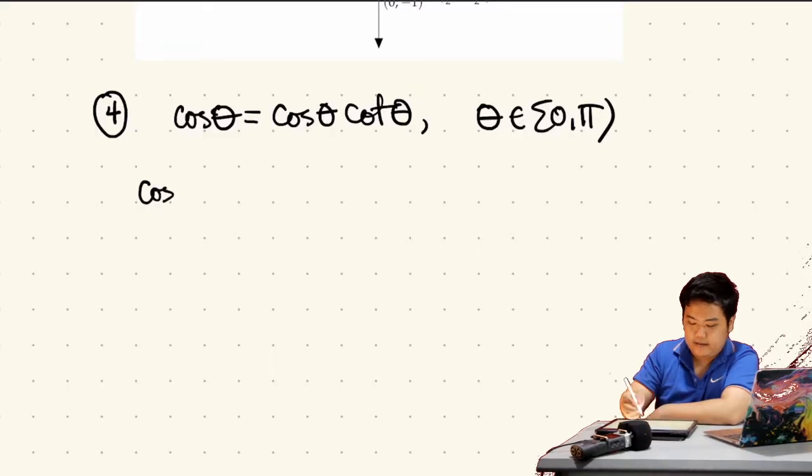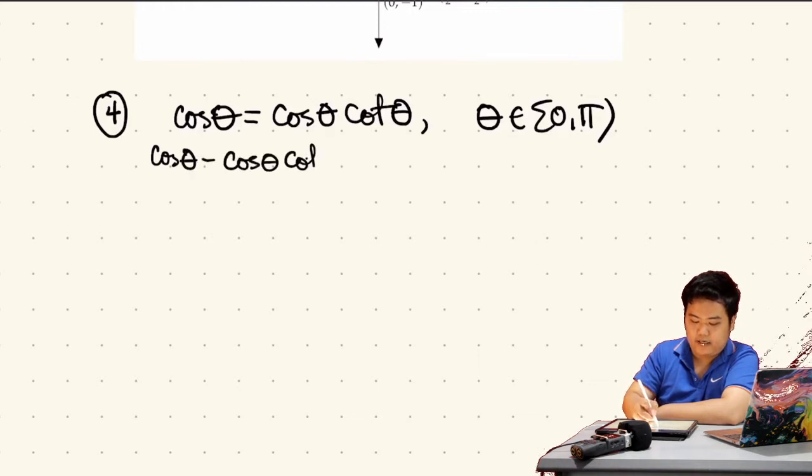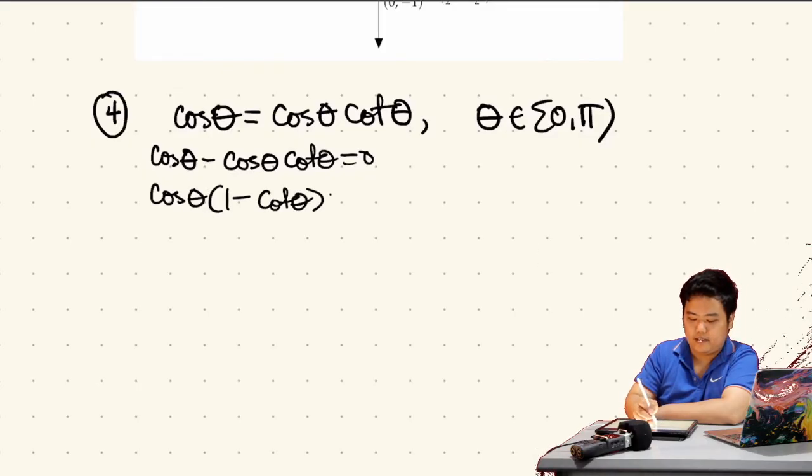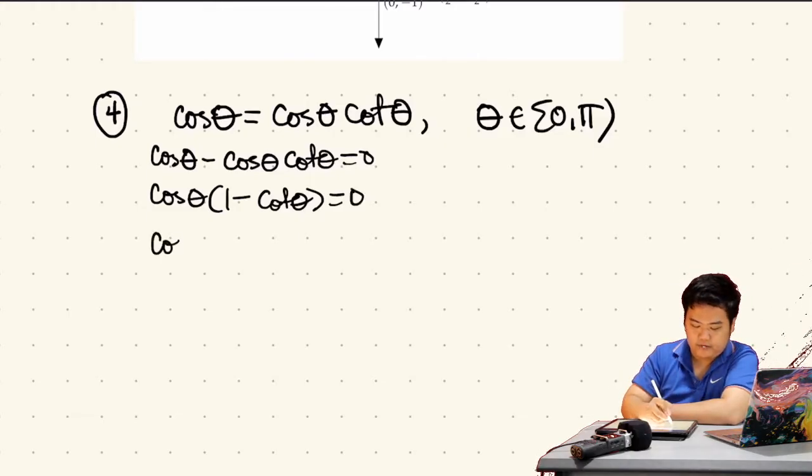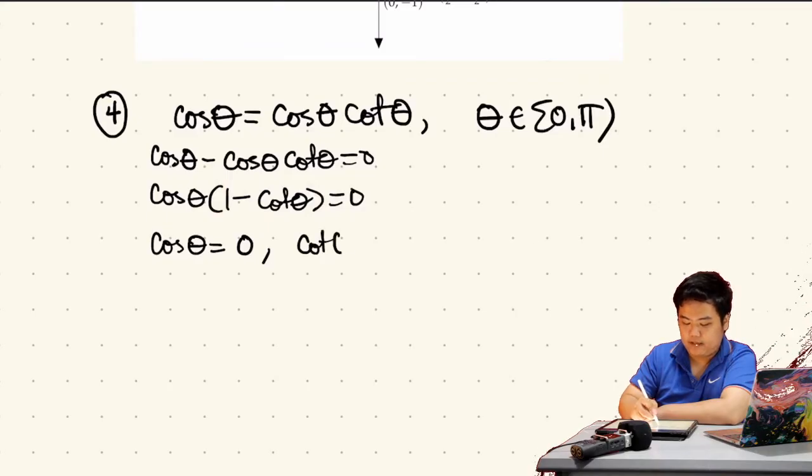So, let's do this. Cosine theta minus cosine theta cot theta equal to 0. Let's factor cosine. We get 1 minus cotangent theta equal to 0. And then, equate each factor to 0. Cosine theta equal to 0 or this one, equate to 0, magiging cotangent theta equal to 1.